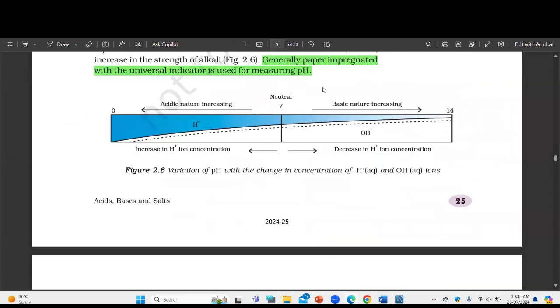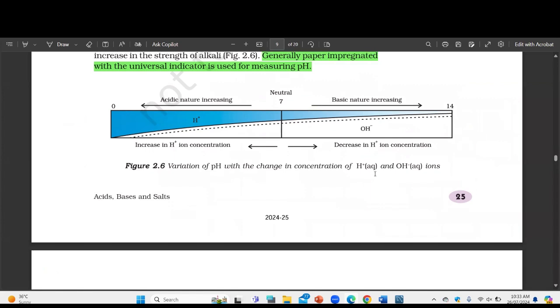So as you can see, this is a picture of the pH scale. Below the value of 7, the acidic nature increases, and above the value of 7, which is neutral, the basic nature increases, denoted by the increase and decrease in hydrogen ions.